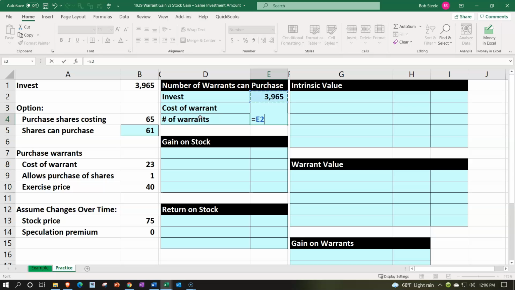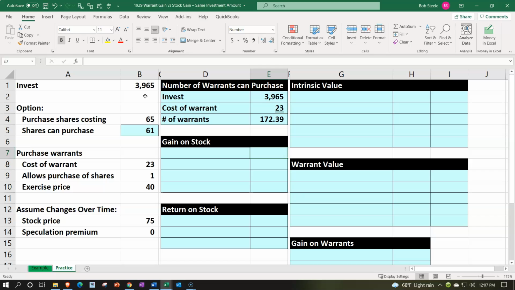So this is going to be 3,965 divided by the 23. That's going to be 172. It's not even, so we're going to have to deal with some rounding. Clearly, you can't purchase a partial warrant, but we've got to deal with some rounding when we do this kind of comparison analysis, considering we have the same investment amount and different costs.